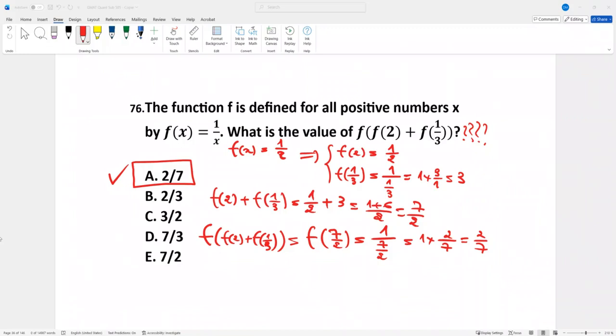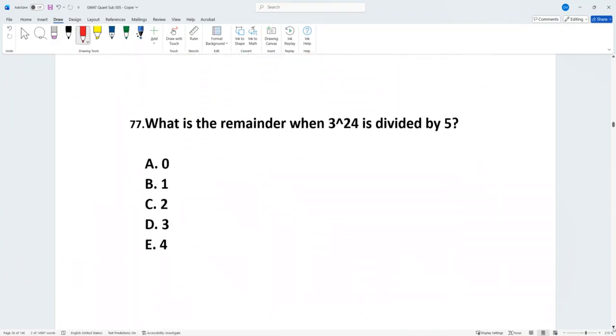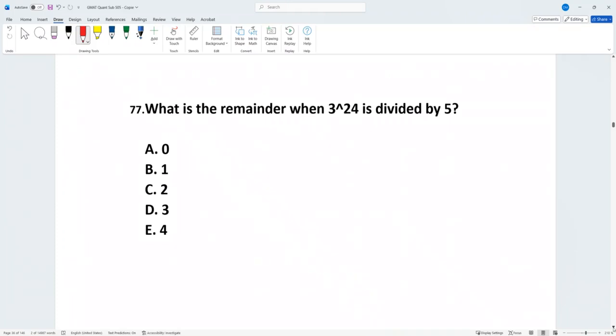Now let's move on to question 77. Here it says, what is the remainder when 3 to the power 24 is divided by 5? What we know per the rules is that the remainder when a number is divided by 5 is found by dividing the units digit of that number by 5.